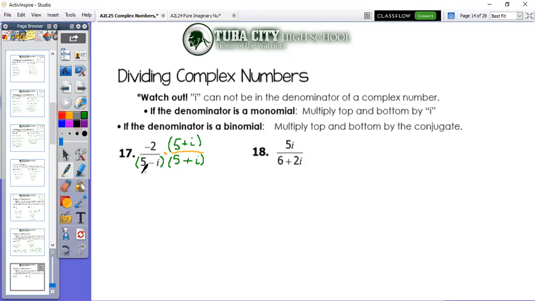But this is going to be a little bit more work. Negative 10 minus 2i, because that's distributive. But the bottom is going to be a little bit tougher. 5 times 5 is 25, plus 5i minus 5i, minus i squared. Ooh, might need this to be a little bit longer here.